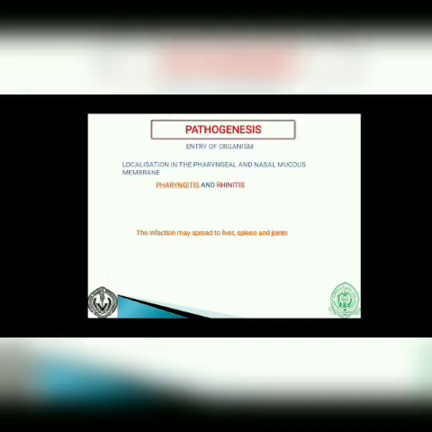The pathogenesis of this disease is quite simple. After the entry of the organism, it localizes in the pharyngeal and nasal mucosa, wherein it causes pharyngitis and rhinitis. Thereafter, the infection goes on to the guttural pouch and it is filled with pus. There is also abscess formation in the adjacent lymph nodes. The infection thereafter spreads to liver, spleen, and joints.